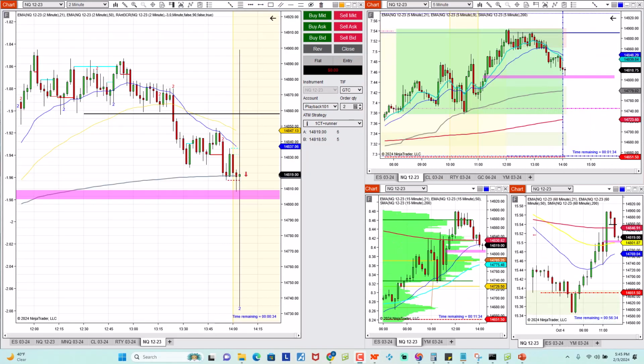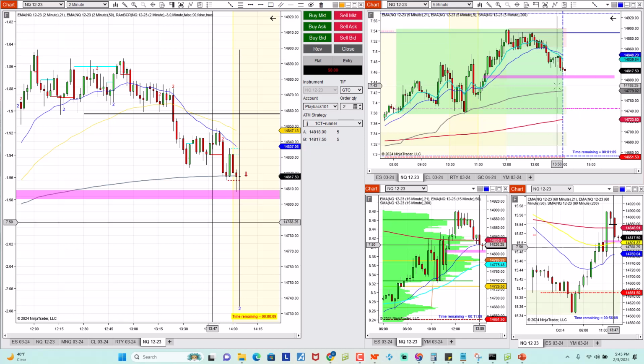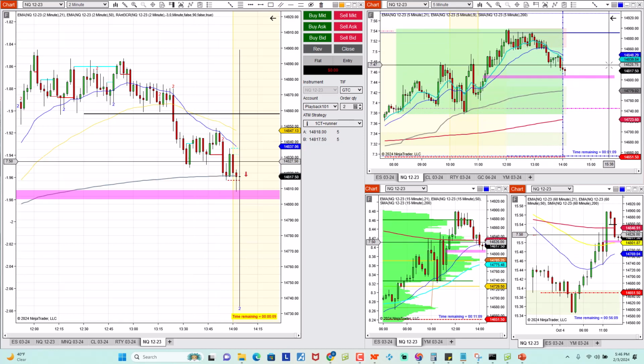Okay, now we're going back to the second example. After I closed the trade on the first example, unfortunately, NinjaTrader crashed before I could get the runner out. So now we are on the second example. As you already saw on the first example, it's the same process.